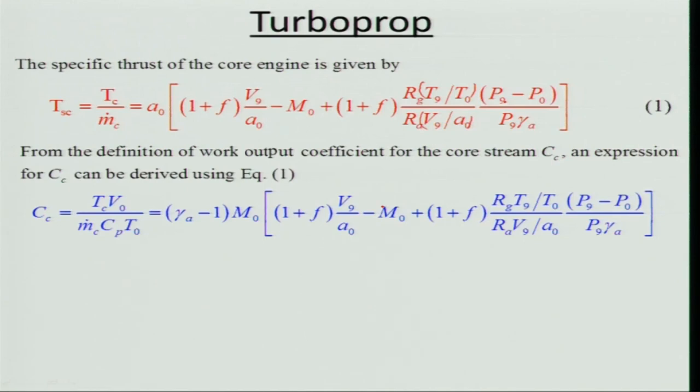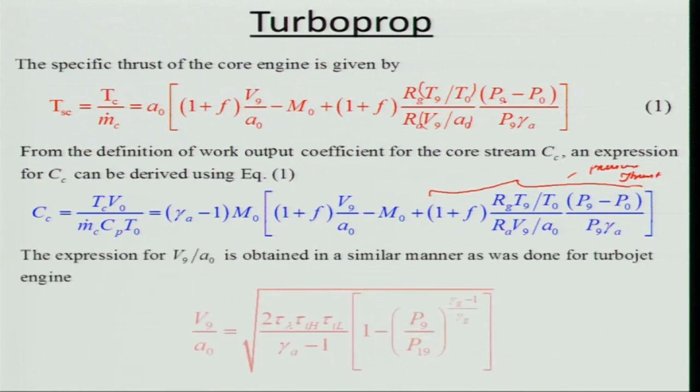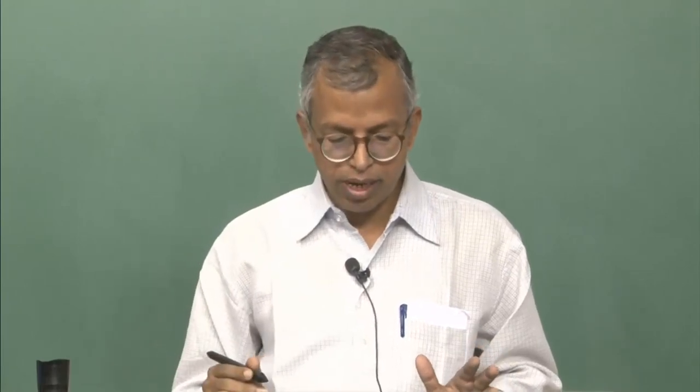We had done a similar thing in the case of the ideal cycle, except for this term. This term is due to the pressure thrust, which is extra because here the nozzle is not fully expanded. Therefore, this term is extra, similar to what we had done earlier for the turbojet engine or turbofan engine. The expression for V9 by A0 will be similar, but the terms we separated as tau TH and tau TL, we generally use instead as tau T. We never really separate the high pressure and low pressure turbine temperature ratios. That is the only difference; the rest of the things are fine.